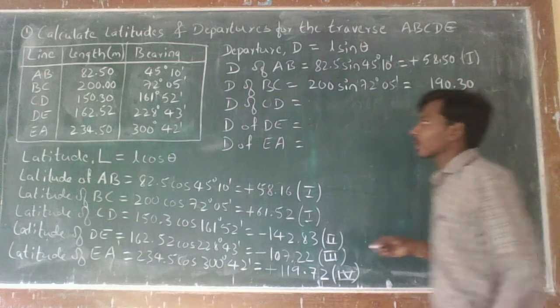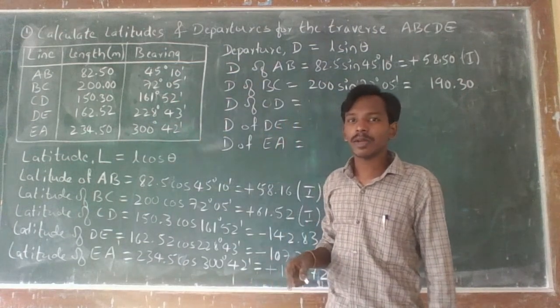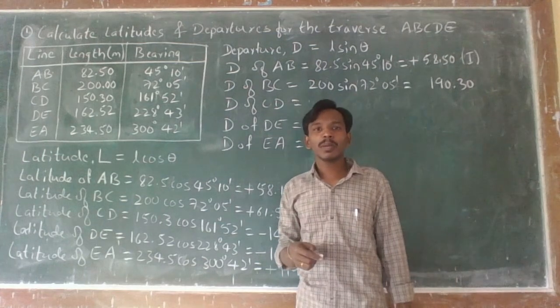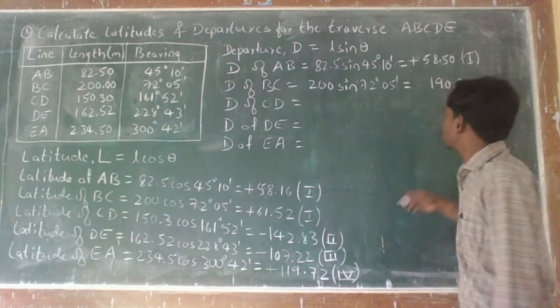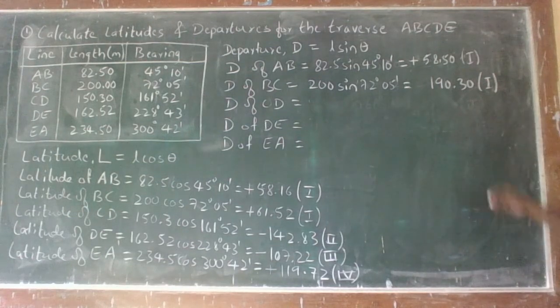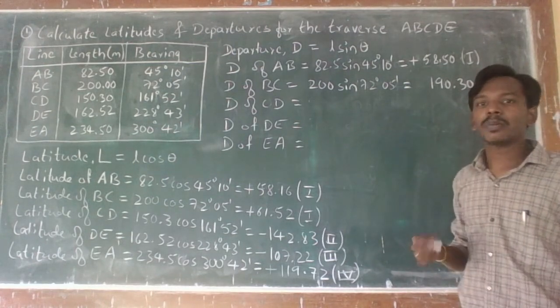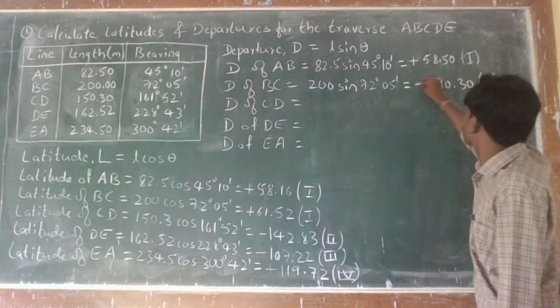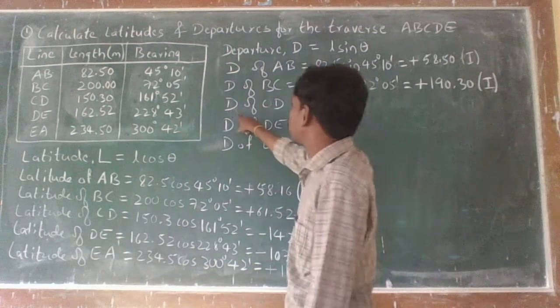Now look at the bearing. It is 72 degrees 5 minutes. So 72 degrees 5 minutes will be in first quadrant because it is less than 90 degrees. So right here first quadrant, and in the first quadrant always the departure is towards east, so keep the sign plus.